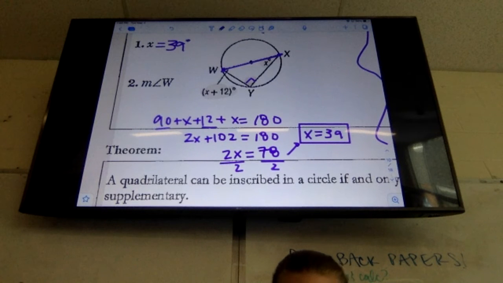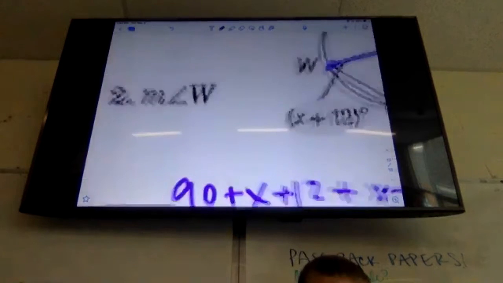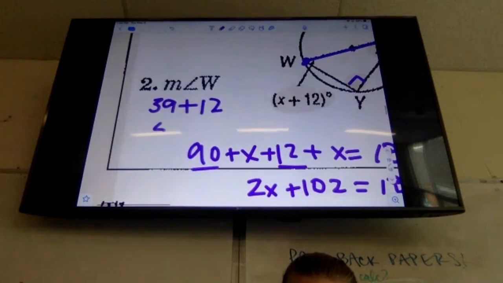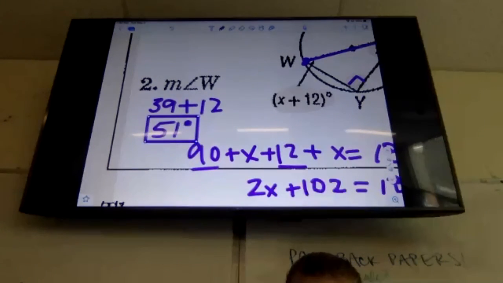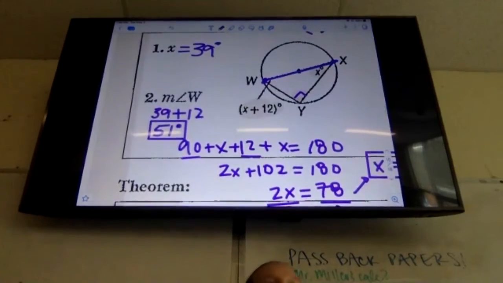What does that mean angle W is? 51. Where'd you get 51 from? 39 plus 12. Very good. I'm going to write that just in case we forgot. 39 plus 12. You had to plug that in. And what do you say that was? 51. Yes. Okay. That wasn't too hard, was it?